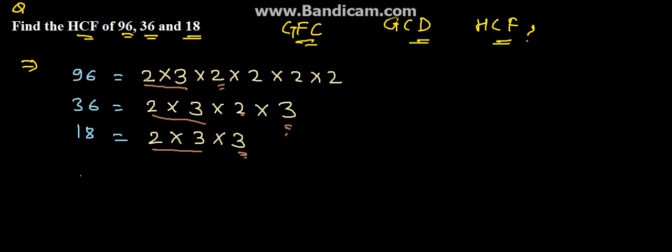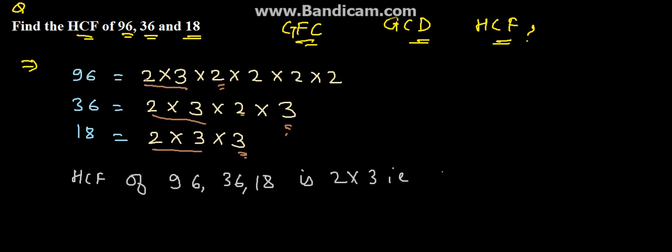Therefore, we can say that HCF of 96, 36 and 18 is 2 into 3, that is 6. So 6 is the HCF of these three numbers, which is the solution for the given problem. Thank you.